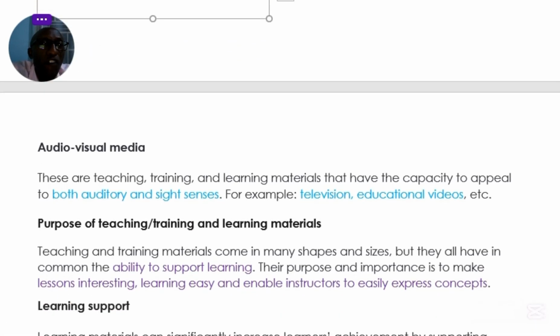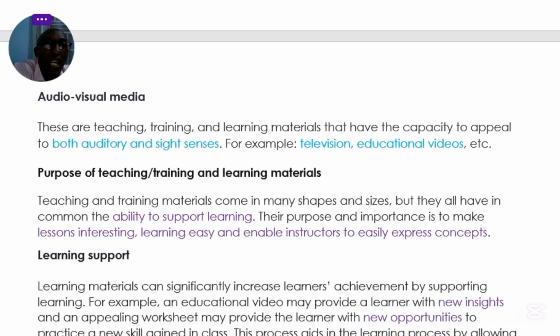Then we have the audiovisual media. This is a combination of both the auditory and the sight. An example of this is the television or educational videos. The children can hear the sound, but at the same time they can see.